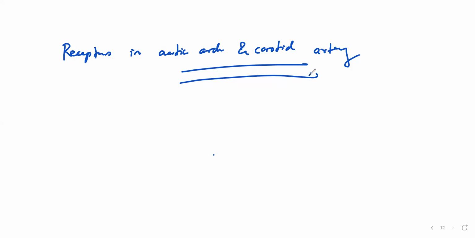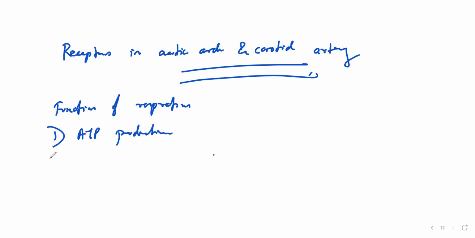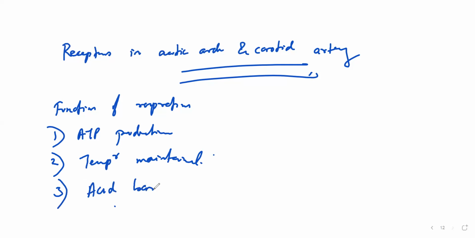So respiration is obviously a very important activity in a living organism. Why? Because it plays certain roles. So what are the functions of respiration? First one is ATP production, meaning the energy production. Second, temperature is maintained. Third, because pH is involved, it also helps in acid-base balance.